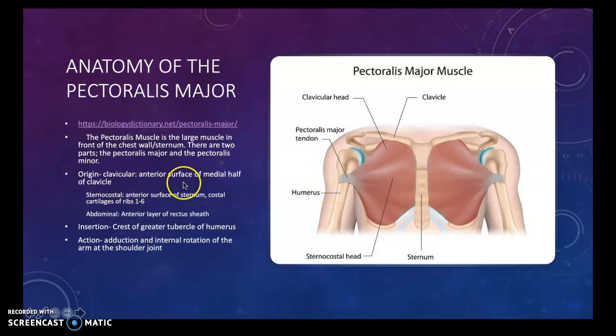And the origin of the pectoralis major is on the anterior surface of the medial half of the clavicle, which is located right about here. And then you have the sternocostal head, which is on the anterior surface of the sternum and the costal cartilages of ribs 1 to 6, right about here. And then you have the abdominal head, which is on the anterior layer of the rectus sheath. It inserts onto the crest of the greater tubercle of the humerus, which is right here. And the action of the pectoralis major is adduction and internal rotation of the arm at the shoulder joint.